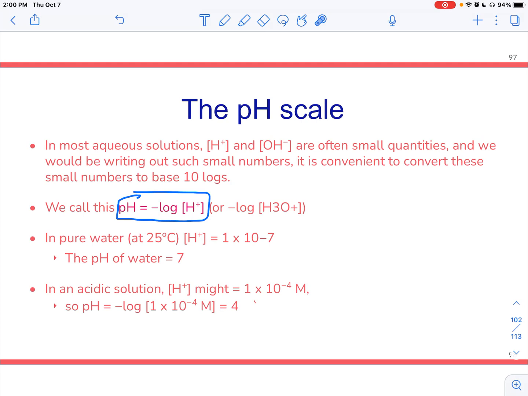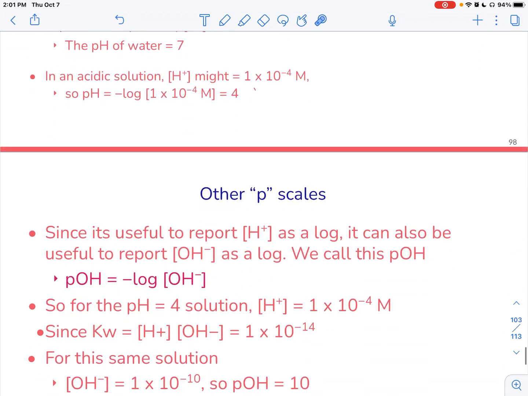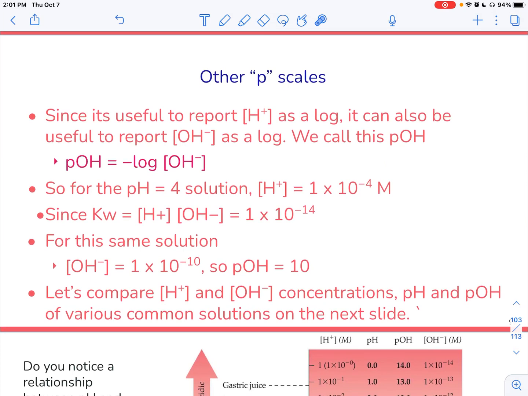If your H plus concentration is higher, so here we went up quite a bit, from 1 times 10 to the negative 7 to 1 times 10 to the negative 4, when you pH that, or p that, you get 4. So p is like a mathematical operation. You can really find the p of anything, you just do negative log. We tend to stick to pH and pOH. pOH is just when you take the negative log of the OH minus concentration, and that's something we might use quite a bit.